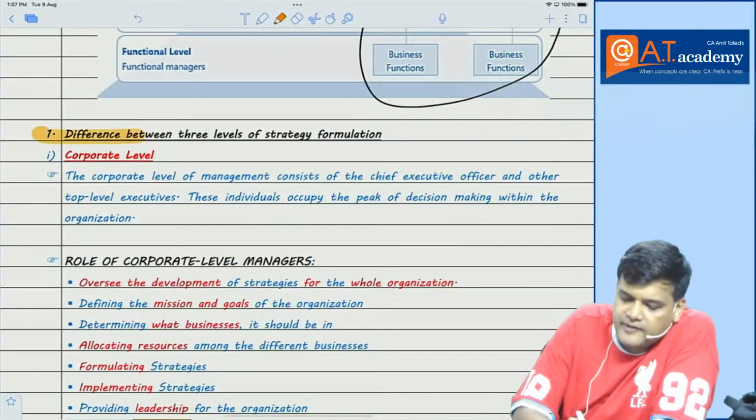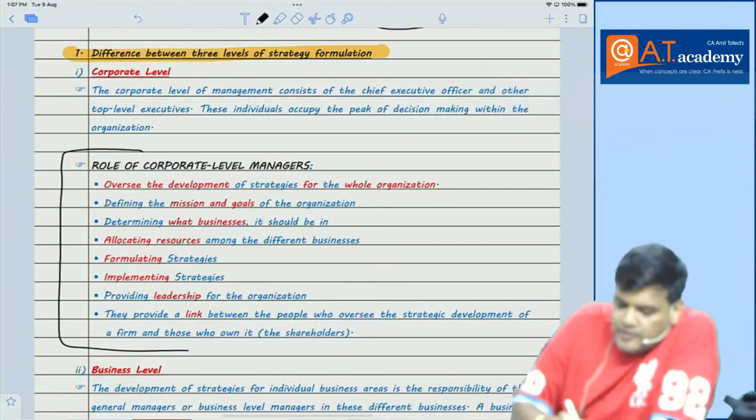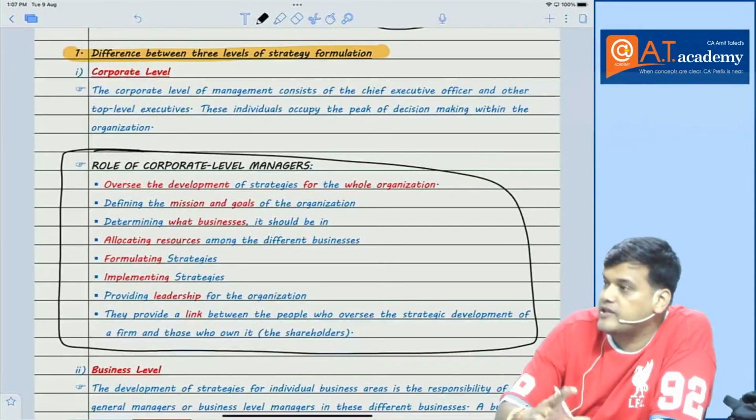Okay, अब पढ़ रहे हैं. इसमें से कौन सा पोर्शन आप छोड़ोगे, सेपरेट करोगे? Role of corporate. This is a separate one. This should not be merged with this one.